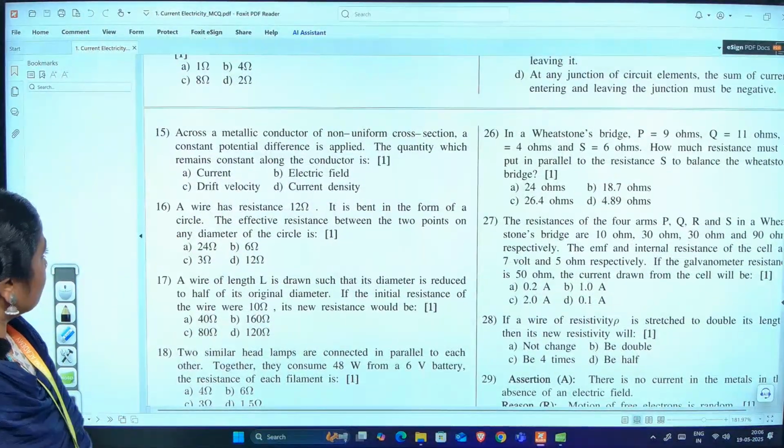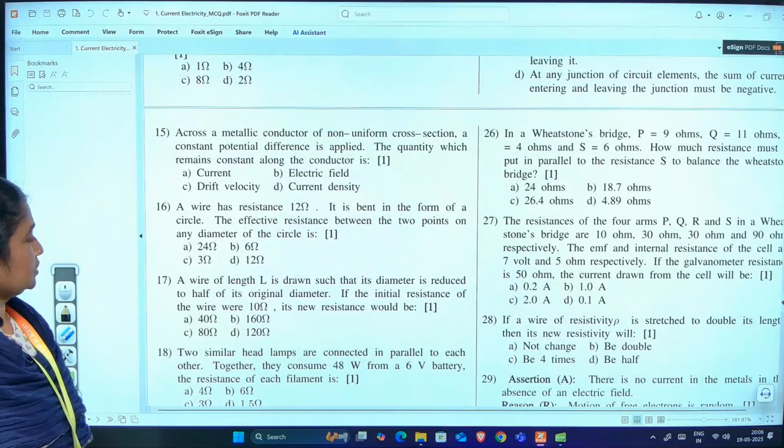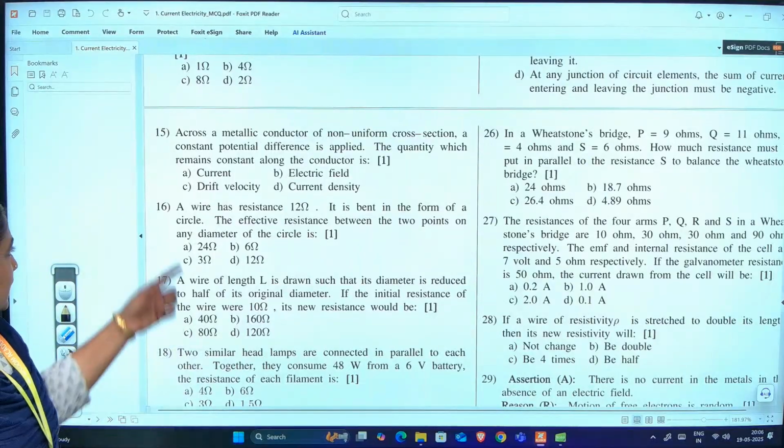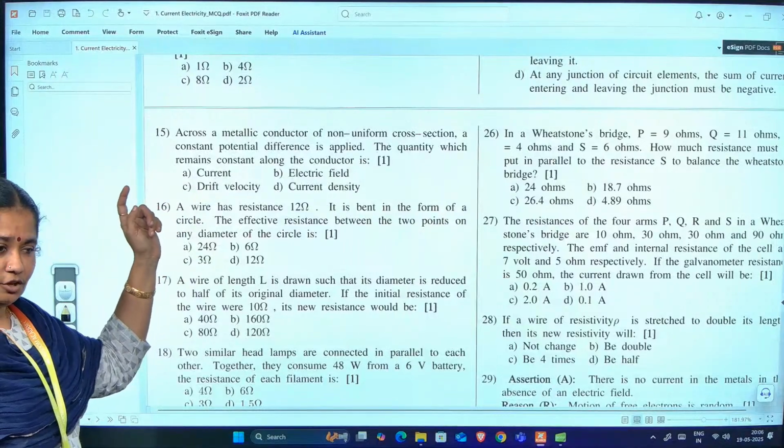Across a metallic conductor of non-uniform cross-section, a constant potential difference is applied. The quantity which remains constant: current alone will not depend on area of cross-section. மீதி எல்லாமே வந்து area of cross-sectionல depend பண்ணும்.